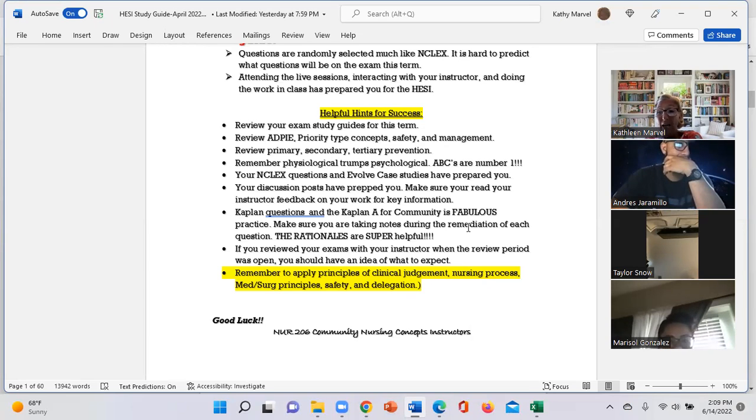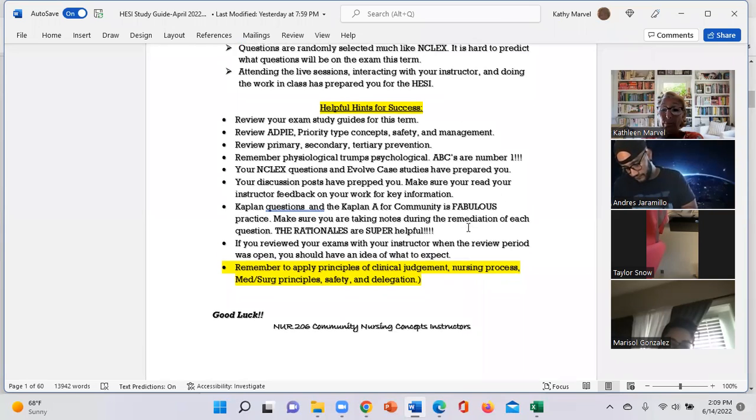Okay, and then if you took the opportunity to review the exams with your instructor after the exams were given during the review period, you should have a good understanding of what you missed on the previous 3 exams. If you didn't, you didn't. Remember to apply the principles of clinical judgment and the nursing process. This HESI is very med-surg focused. Okay, so you'll be bringing in your med-surg skills. And we need to also think about safety and delegation.